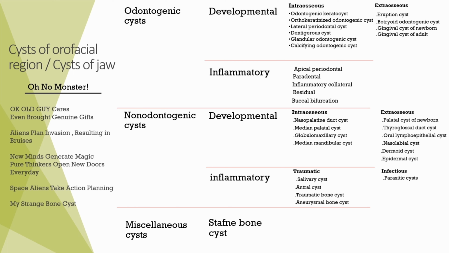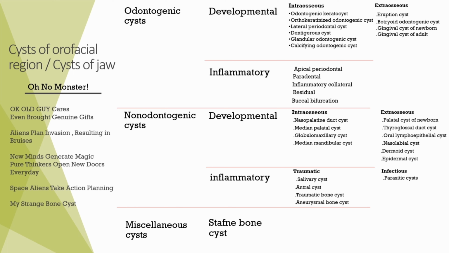Next is inflammatory. It has two subclasses, traumatic and infectious. Any trauma or any infection, you'll see inflammatory conditions happening there, right? So remember it like that. Now we have a mnemonic called "Space aliens take action planning." I've told you earlier that inflammatory conditions for both odontogenic and non-odontogenic, I have linked with aliens. So whenever you see aliens, remember that is under the inflammatory heading. The mnemonic for traumatic and infectious I have made under one single mnemonic.